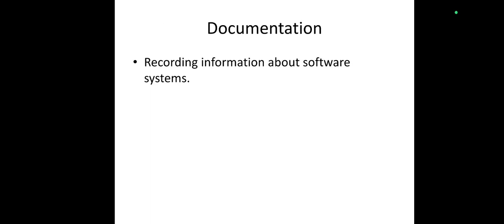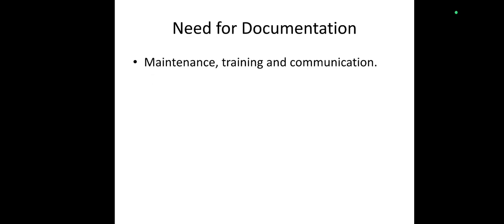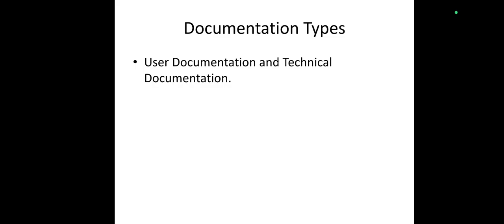Documentation is the process of recording information about software systems. It explains how the software works and how it should be used. Need for documentation: maintenance, training and communication. Documentation types: user documentation and technical documentation. User documentation is prepared for end users. Examples: user manuals, help guides, installation instructions.